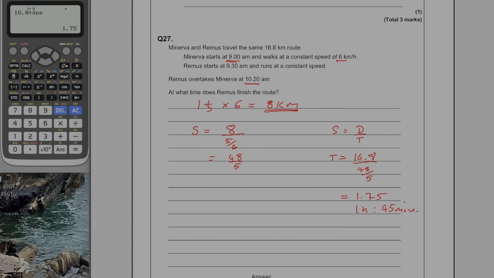Right, so the time he started running was at 9:30. So if we add 45 minutes first of all, that would take us to 10:15 a.m. So I'm just saying I've added 45 minutes there. And then if I add on 1 hour, that would take us to 11:15.